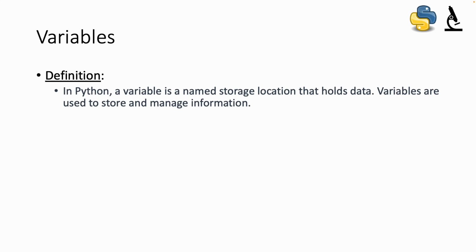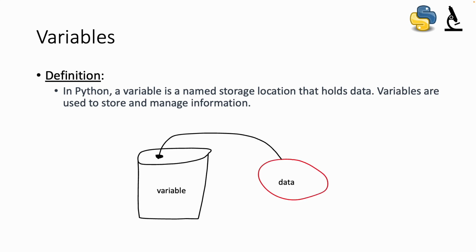What are variables? In Python, a variable is a named storage location that holds data. Variables are used to store and manage information. You can think about variables as containers for data. So on the left-hand side, you can see a container, like a bucket, and on the right-hand side, the data you can put into the variable.